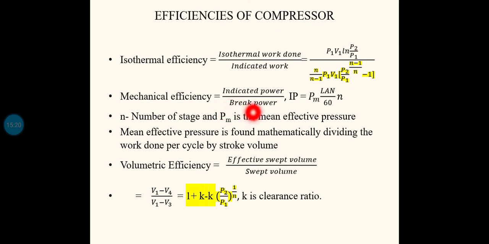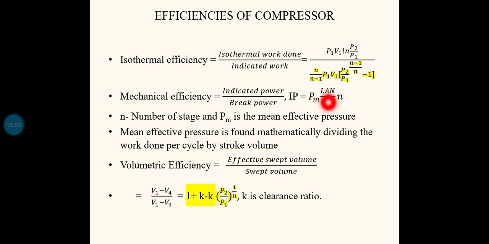Mechanical efficiency is indicated power by the brake power. Now indicated power is given by Pm into L A N by 60 into small n, where small n is the number of stages. Sometimes the compression can be in 2 stage, 3 stage, something like that. If it is 2 stage, n is 2; 3 stage, 3; and if compression is in single stage, then n value is 1. Pm is the mean effective pressure.